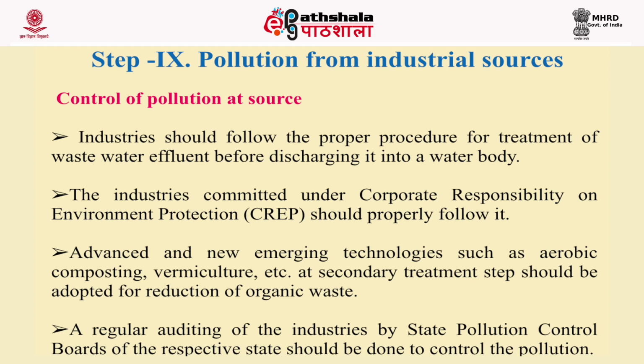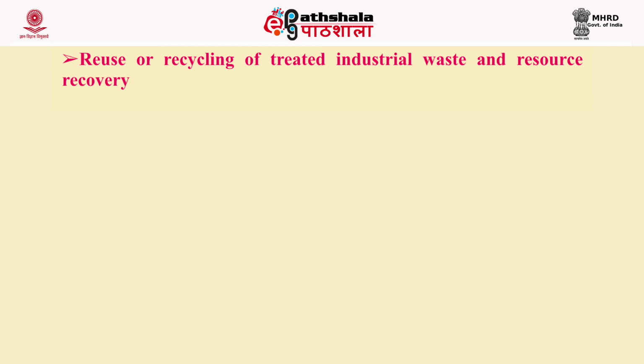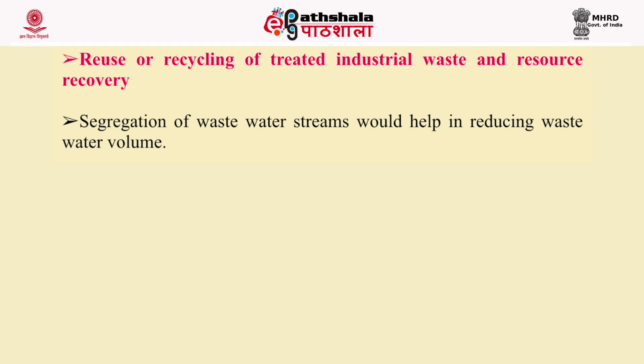Advanced and new emerging technologies such as aerobic composting, vermiculture, etc. at the secondary treatment step should be adopted for reduction of organic waste. A regular auditing of the industries by state pollution control boards of the respective state should be done to control the pollution. Reuse or recycling of treated industrial waste and resource recovery.